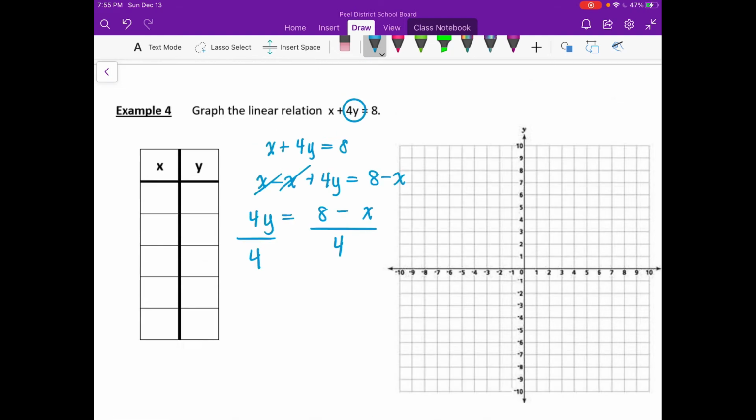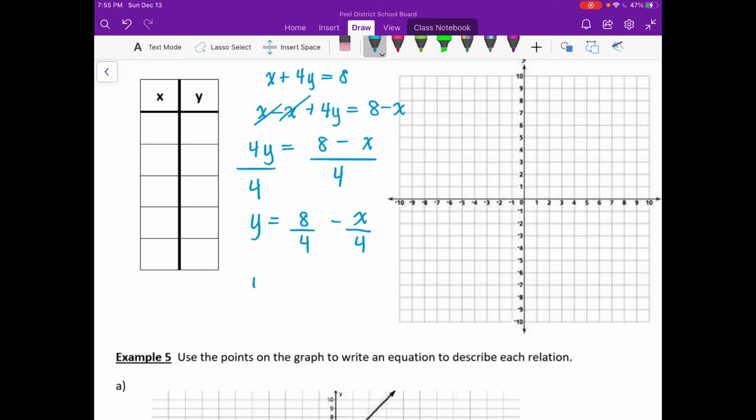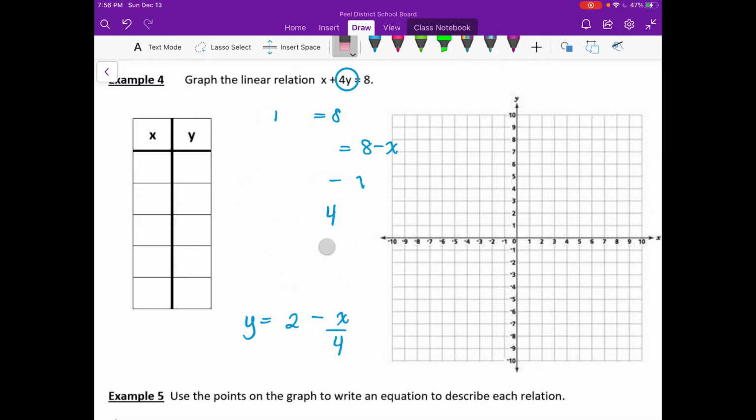So I'm going to be left with y is equal to 8 over 4 minus x over 4. 8 over 4 I can actually reduce to 2 minus x over 4. Right? So I'm going to take this new equation and I'm going to start plugging in my numbers. So let's go here. So I have y is equal to 2 minus x divided by 4.